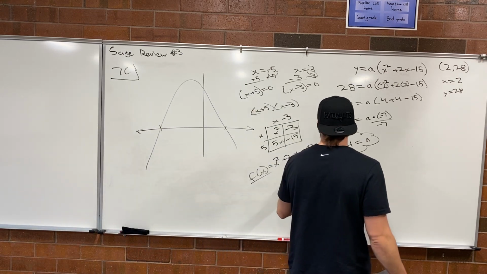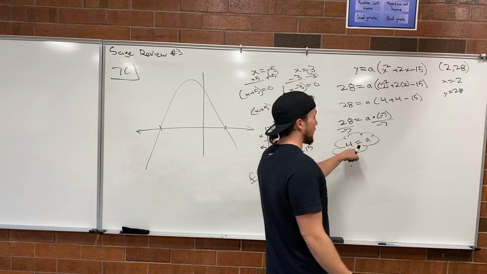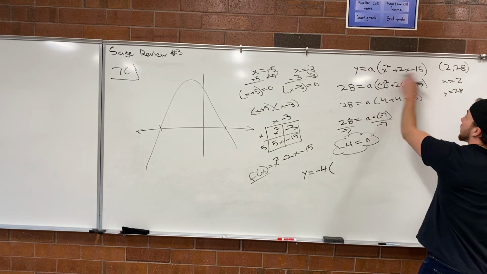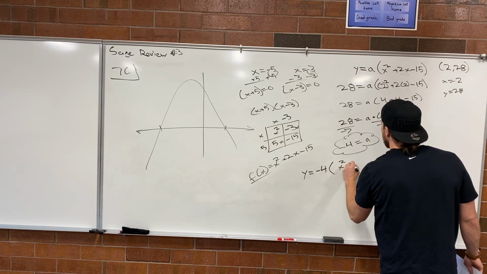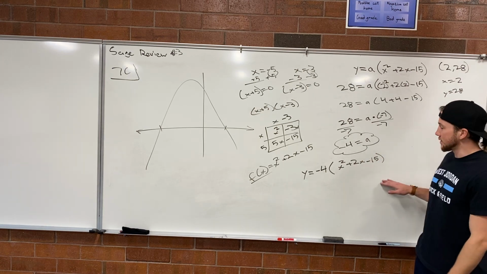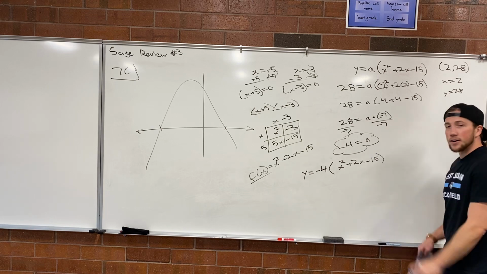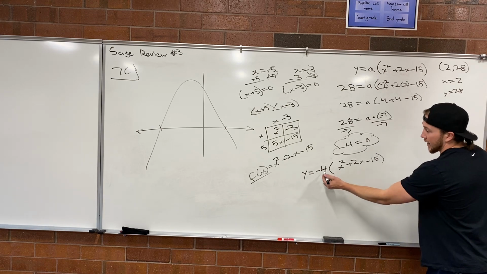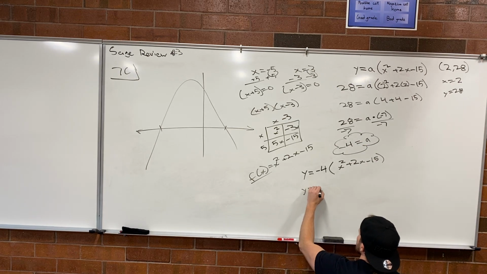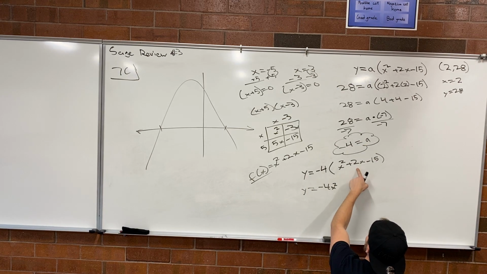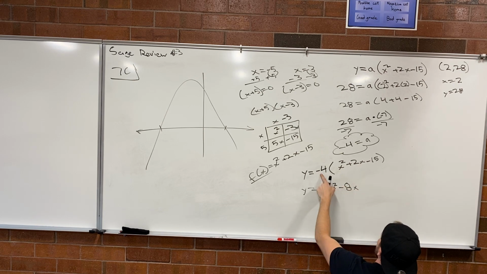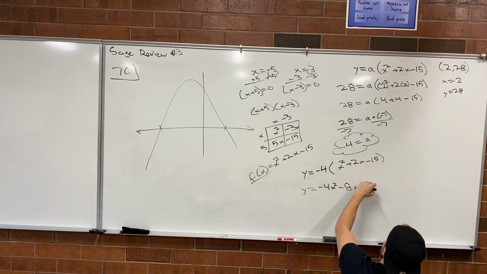All right, so our final answer is going to be y equals, and where I see a, I'm going to put negative 4. So negative 4, and then parentheses, x squared plus 2x minus 15. And I'm okay with you leaving an answer like this. That's totally going to be okay. But just for fun, I'm going to distribute this negative 4 through everything. So y equals negative 4x squared. 2 times 4, that's going to be minus 8x. Negative 4 times negative 15 is plus 60.